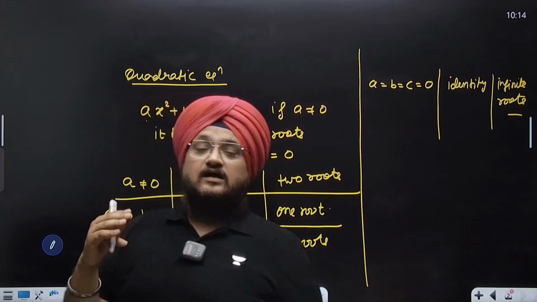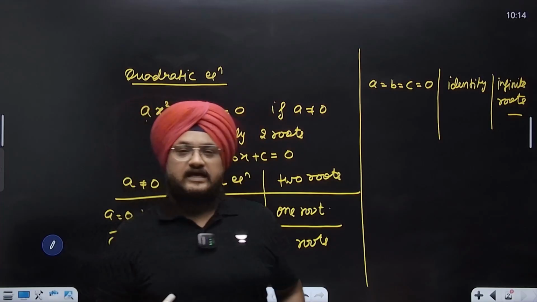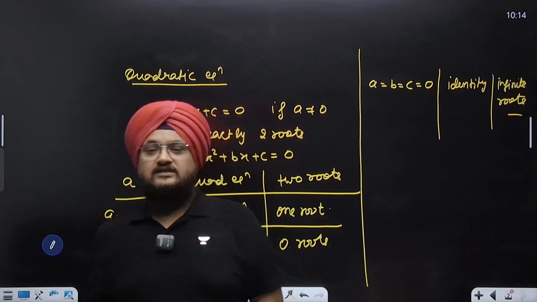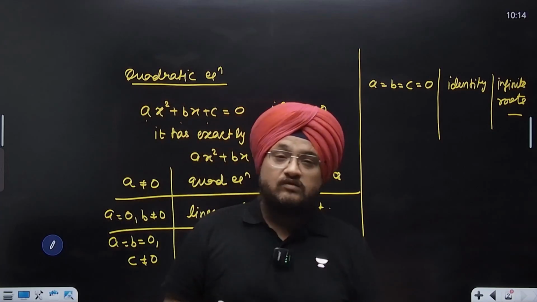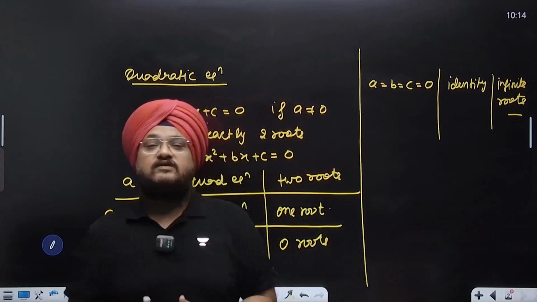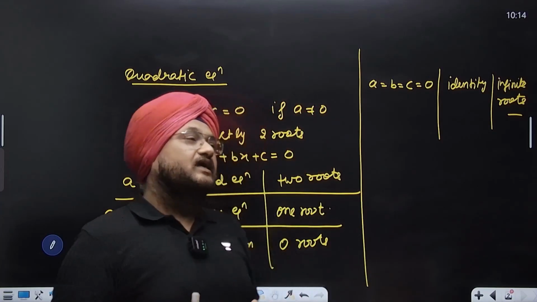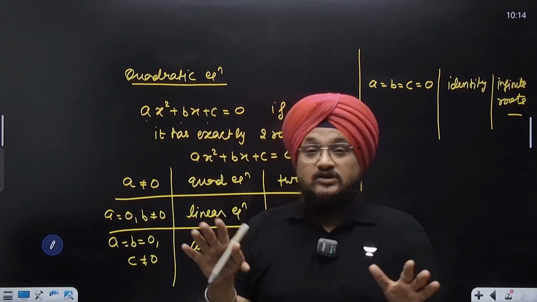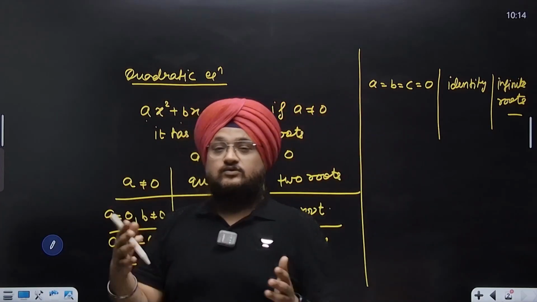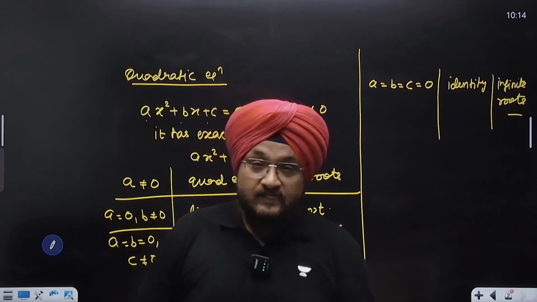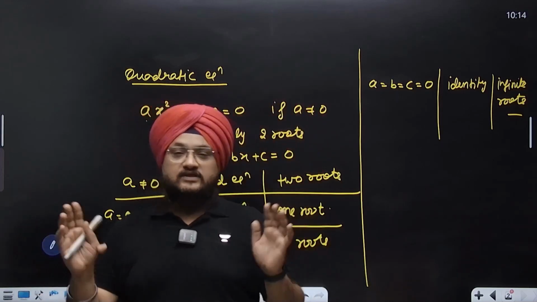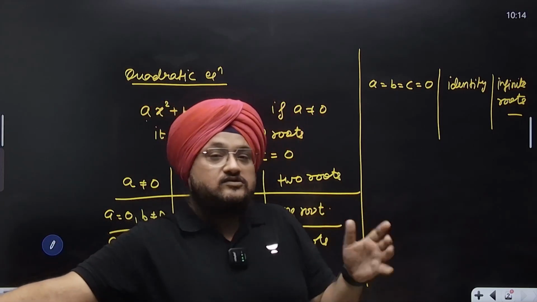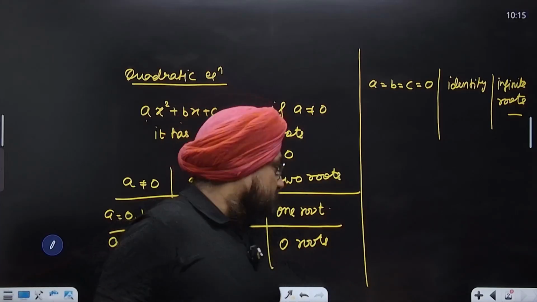An identity is an equation or expression which is true for all the values of the variable. Let's say sin^2 theta + cos^2 theta = 1. We do not say find theta if sin^2 theta + cos^2 theta equals 1. It is an identity. It is true for all the values of the variable theta.